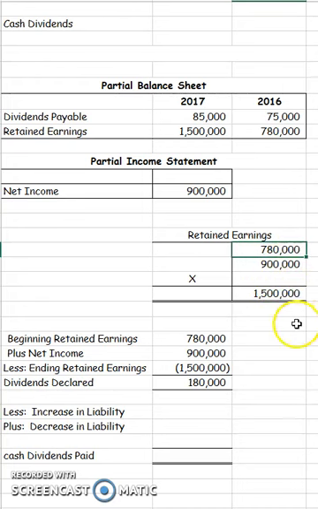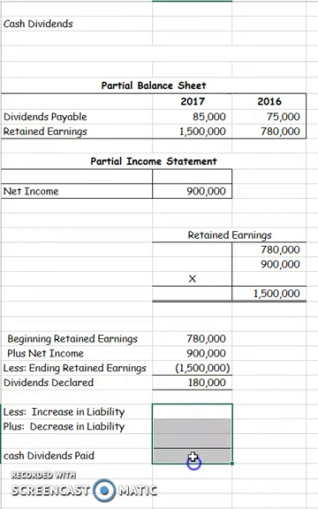So here we have $780,000 as our beginning number. We get it from right here. And then we add net income to retained earnings because we're accumulating our earnings here. And then we are told that our ending is $1,500,000. So we need to solve for X, and X is where we reduce retained earnings for dividends. So the way that we solve is we put in beginning retained earnings, 780, plus net income, subtract out the ending, and that will get you to your dividends declared.